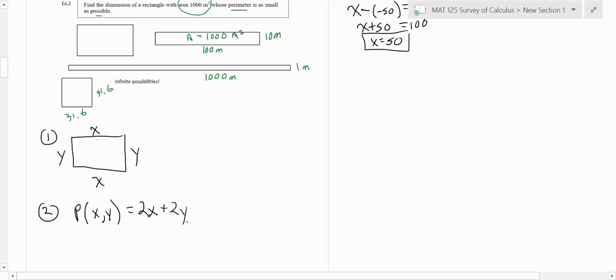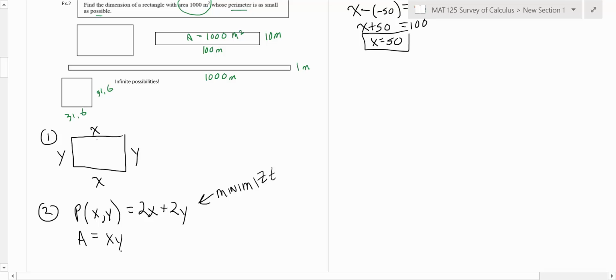That's what you're going to differentiate. That's what you're minimizing. The problem says the perimeter is as small as possible, so this is what you're going to minimize. But you can only do that if it's in terms of one variable. Right now we've got two variables. We can't have that. So there's another equation. How do you find the area of this rectangle? X times y. Did I tell you what the area is?